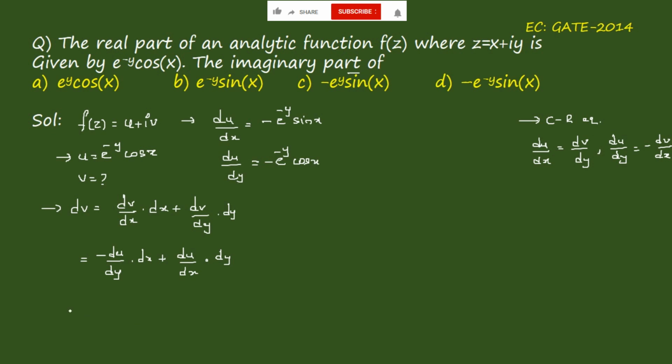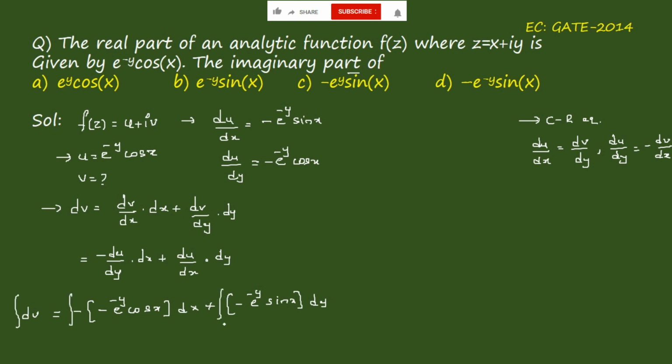So substitute here, it becomes minus of minus e power minus y cos x dx plus du by dx, which is nothing but minus e power minus y sin x dy, right? Which is equal to nothing but dv, right? So we'll be doing the integrations.